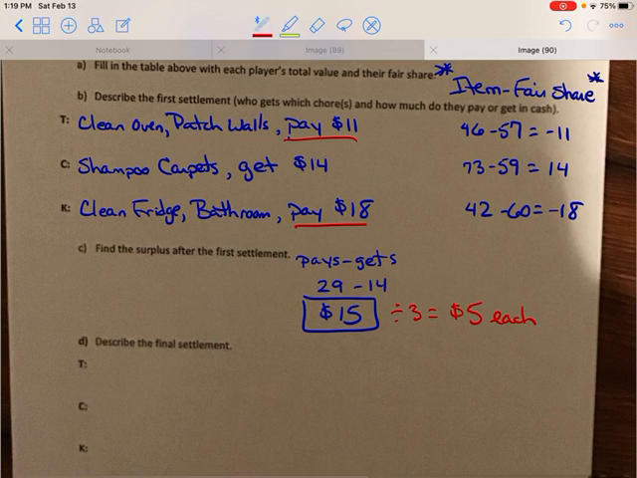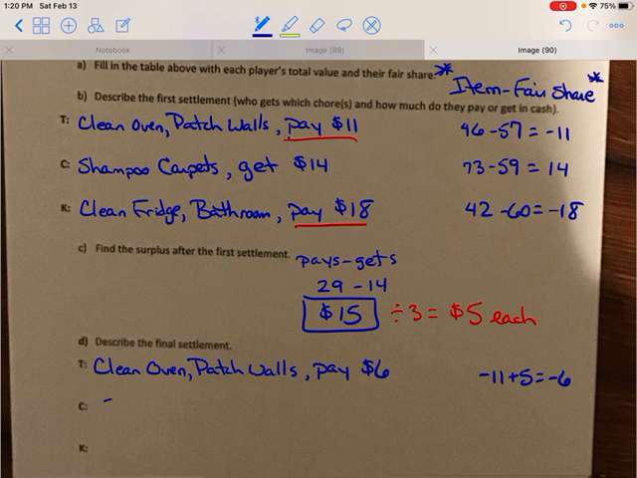All right, so final settlement. We get to write all these down again. Tina still has to clean the oven and patch the walls. Now remember, she was paying 11, so negative 11, and then we're going to add the 5 to that. So she's going to end up paying 6. Think about it: you hand $11 over and someone hands you $5 back. You've really paid them $6. So we're going to say pay $6.